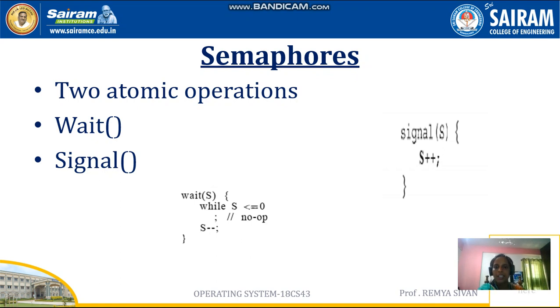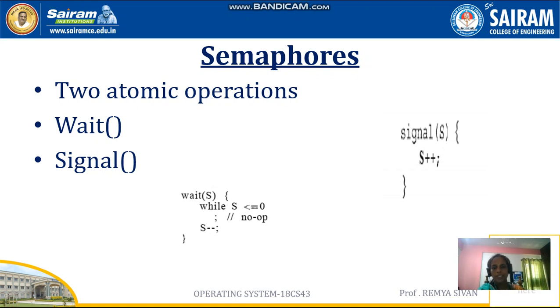What is S? S is a semaphore variable, and in practice, suppose I have one resource named R1, and I have 10 copies of resource R1, then S will be 10.